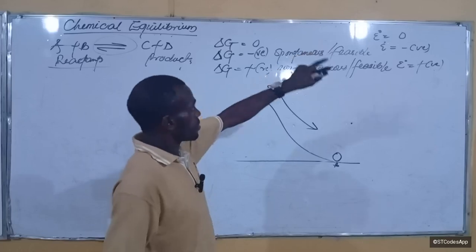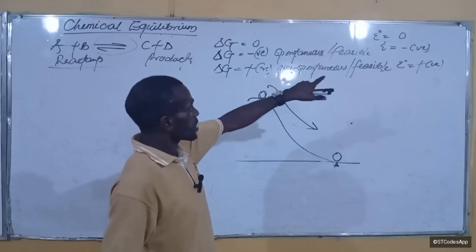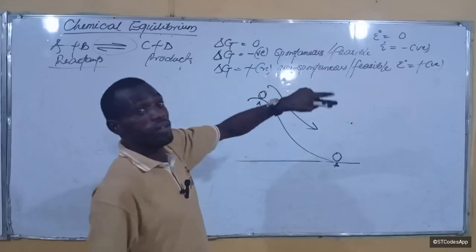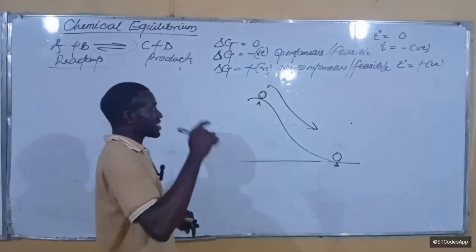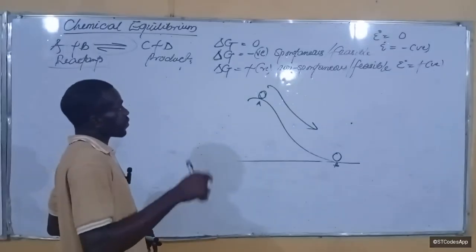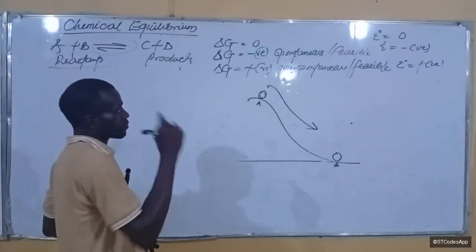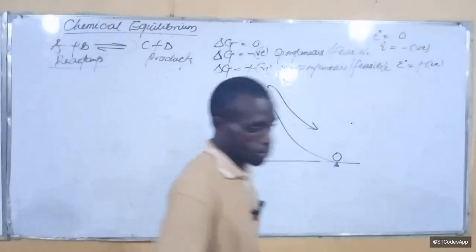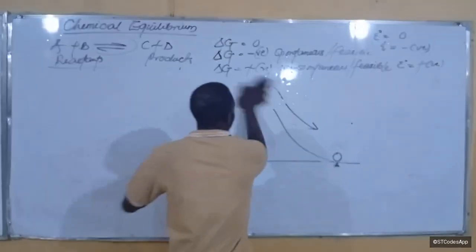But E cell, the Gibbs free energy: if the E cell is negative, that reaction is not spontaneous. If the E cell is positive, that reaction is spontaneous. All right, so let's go on now. I hope you now understand that.